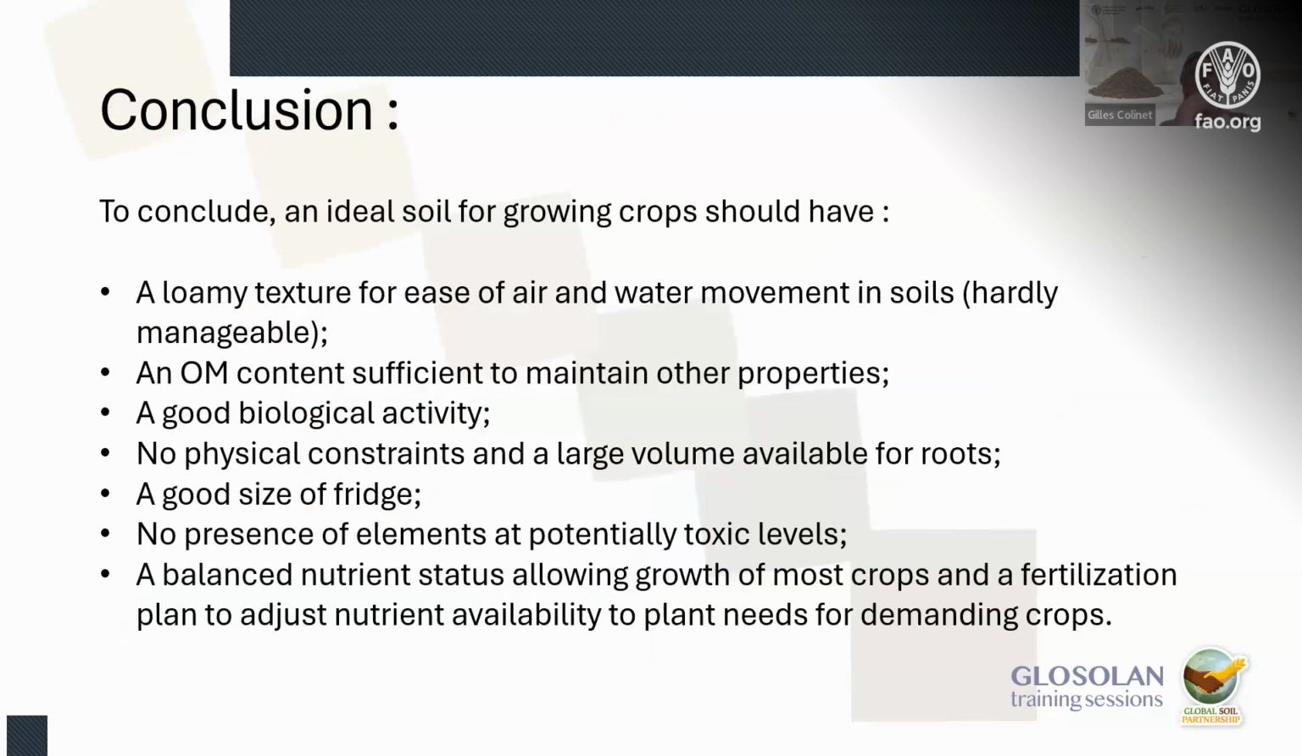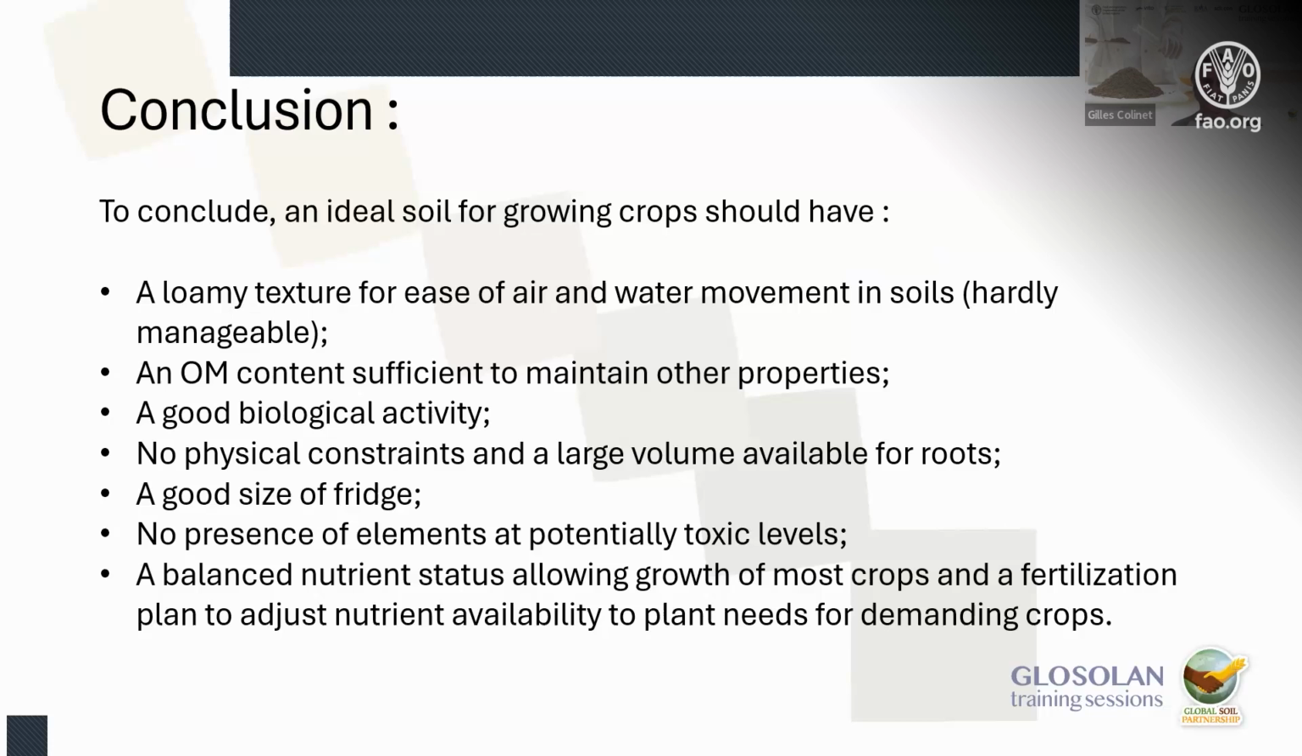So if I conclude, the ideal soil for growing crops should have a loamy texture for ease of air and water movement in soils, but that's something that you cannot manage. You cannot change the texture of the soils. So regarding what you can manage, you have organic matter content sufficient to maintain the other properties and a good biological activity. No physical constraints and large volume available for roots. Good pH. No presence of elements at potentially toxic levels.